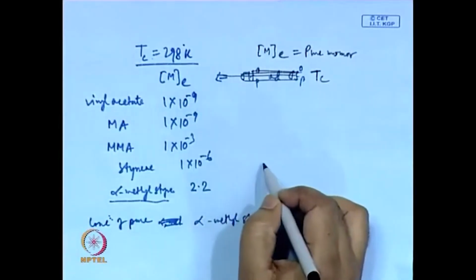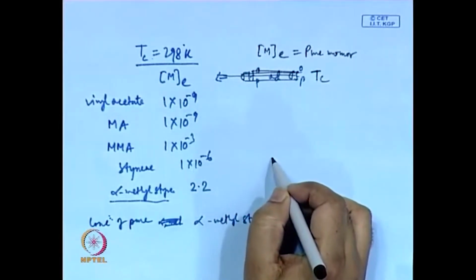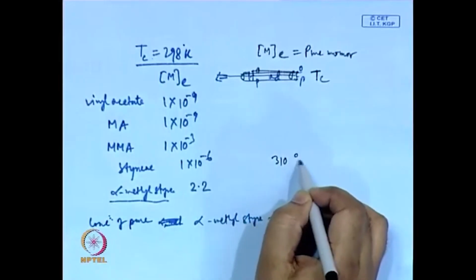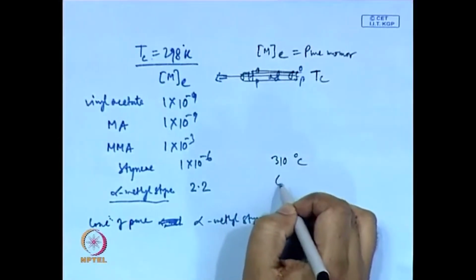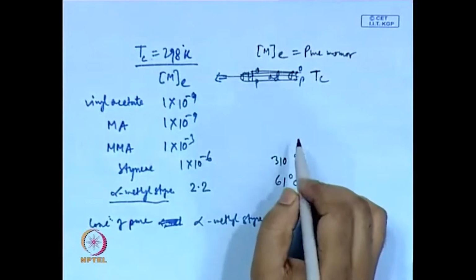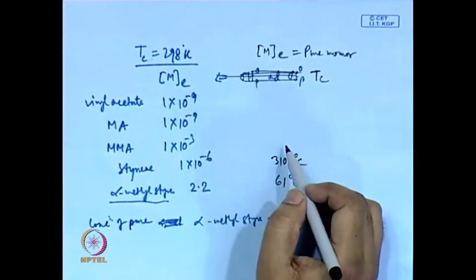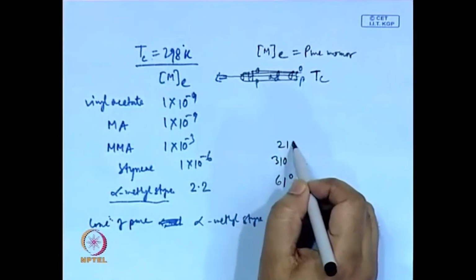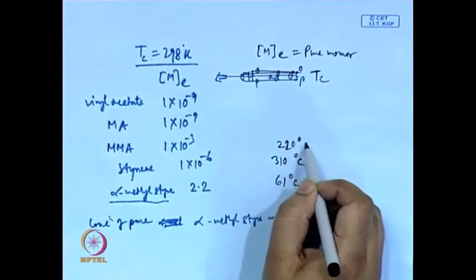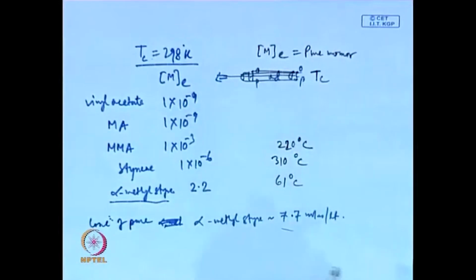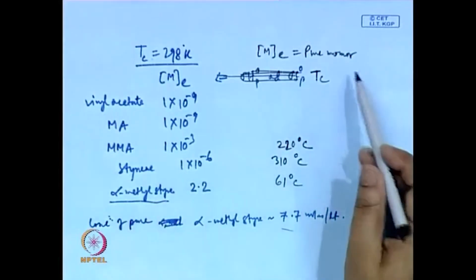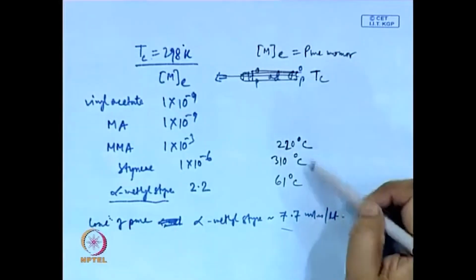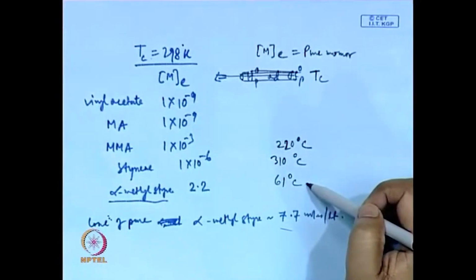For styrene it is 310 degrees centigrade, for alpha methyl styrene it is 61 degrees centigrade, and for MMA it is 220 degrees centigrade. What does it mean? If you start a reaction of alpha methyl styrene from pure monomer at 61 degrees centigrade, what will happen?